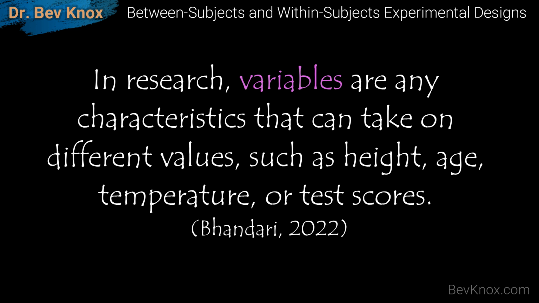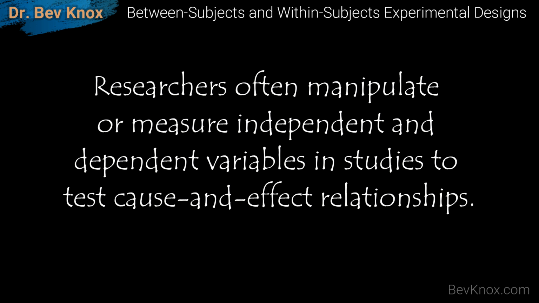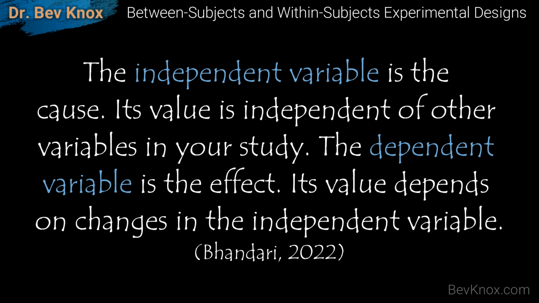In research, variables are any characteristics that can take on different values, such as height, age, temperature, or test scores. Researchers often manipulate or measure independent and dependent variables in studies to test cause and effect relationships. The independent variable is the cause. Its value is independent of other variables in your study. The dependent variable is the effect. Its value depends on changes in the independent variable.